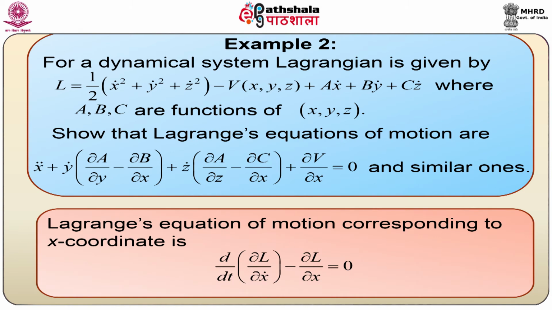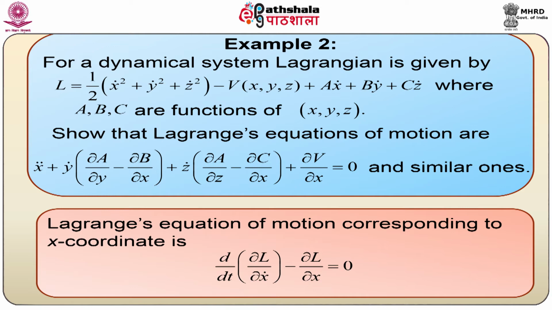Consider the second example. For a dynamical system, Lagrangian is given by this equation, where capital A, B and C are functions of x, y and z.